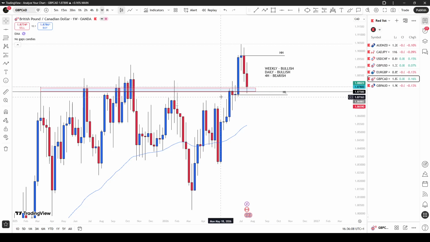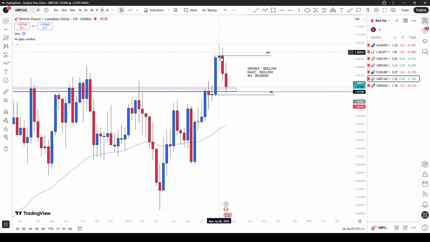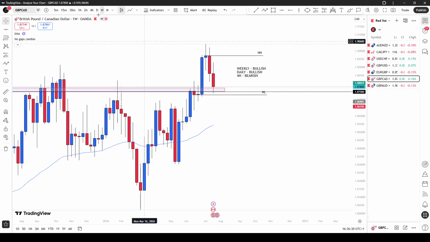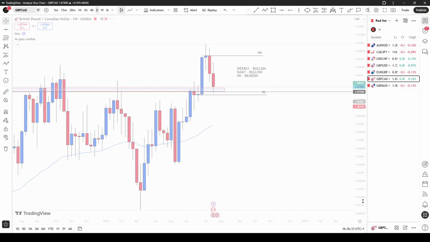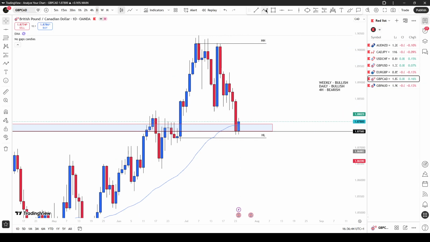Whenever we are under, we use it as resistance. So when price broke here, it did not give a clear rejection on the retest, but here it gave a very clean rejection. On the daily time frame it is also bullish. This is the higher high and this is the higher low. Price has come back and slowed down here, so I'm waiting for the continuation buy to the upside.